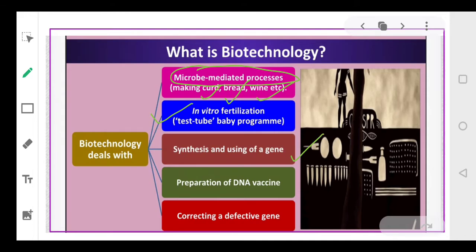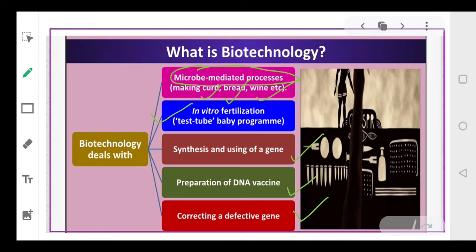We can also use biotechnology for synthesizing a gene, a desirable gene, and using that gene to cure some disease or to produce some product which is useful for human beings. Then we can also use biotechnology to produce DNA vaccines. Isn't it, dear students? Nowadays we know that in our vicinity, COVID-19 is creating havoc, and lots of scientists are working to develop a DNA vaccine for this particular virus. So in this field, biotechnology plays a very important role.